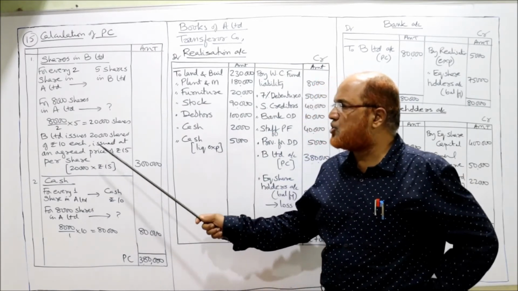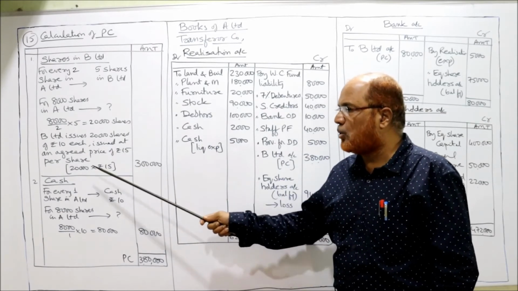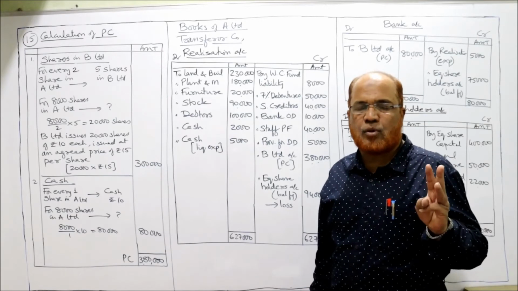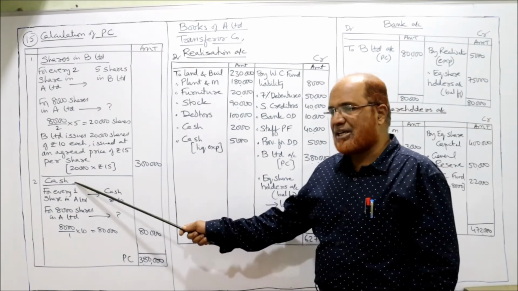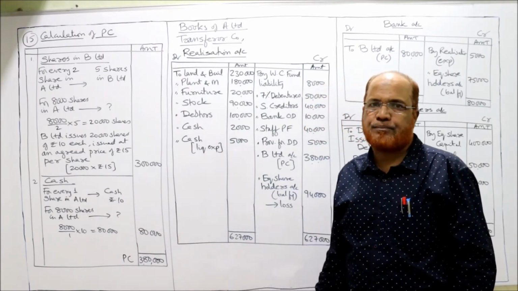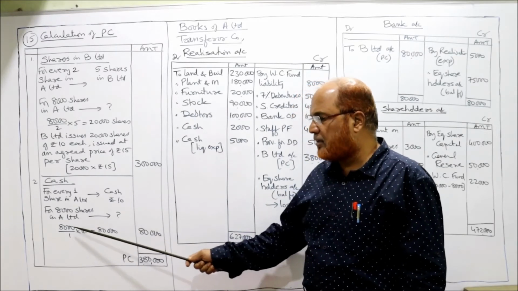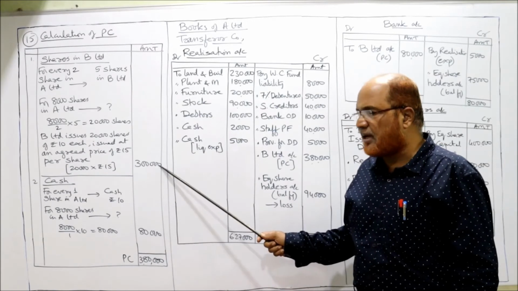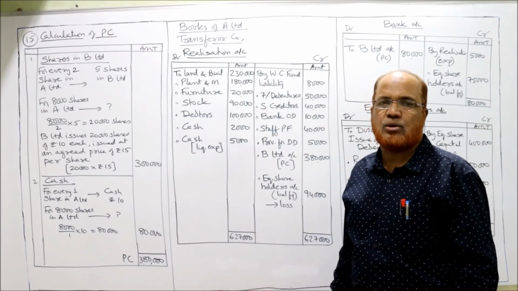So 20,000 shares will be given by B Limited to A Limited. The face value of each share is 10 rupees, but it is issued at an agreed price of 15 rupees. So 20,000 into 15, 3 lakh. So 3 lakh rupees worth of shares are issued by B Limited. Cash: for every 1 share in A Limited, cash rupees 10. For 8,000 shares in A Limited, how much cash? 8,000 into 10, you will get 80,000. So 80,000 cash and 3 lakh rupees shares. So total PC comes to 3,80,000.